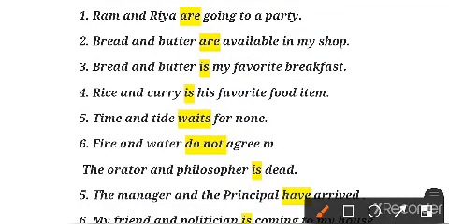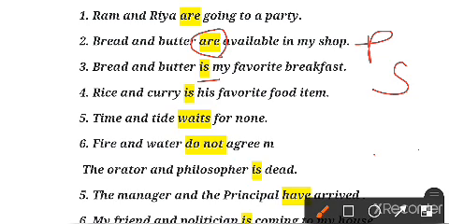The second says, bread and butter are available in my shop. Then the third sentence is, bread and butter is my favorite breakfast. So here, students, you can see that in bread and butter are available in my shop, I have given the word are, so the verb is in plural form. And in bread and butter is my favorite breakfast, is is a singular verb. So why is this so? The same subject, but why is this so?